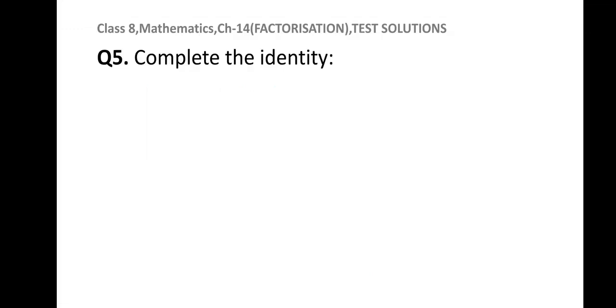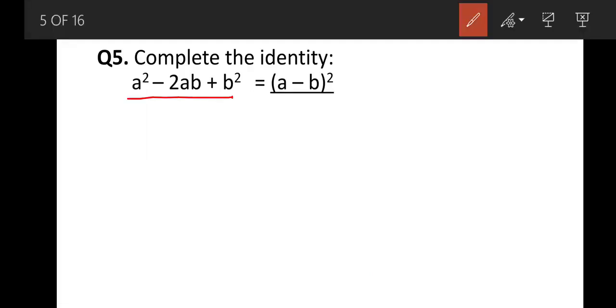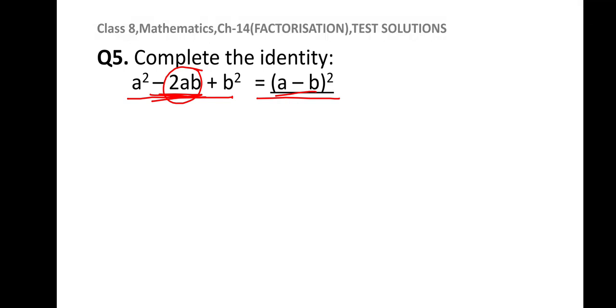Question number 5: you need to complete the identity. This is the left hand side of the identity, that is a square minus 2ab plus b square. What is it equal to? A minus b whole square, because along with this 2ab term we have minus, so we will be writing a minus b whole square. These were the 5 questions of section A consisting of 1 mark questions.